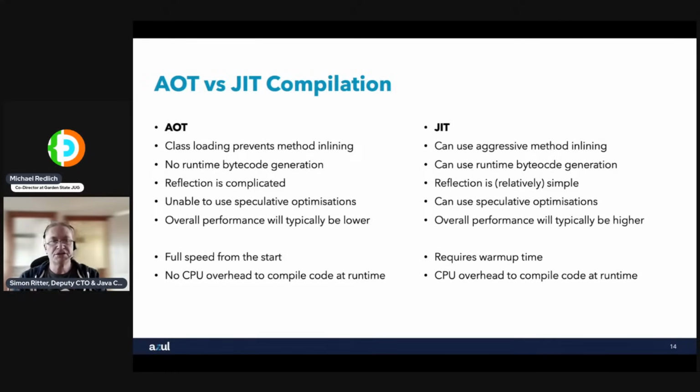So AOT versus JIT compilation, if you just compare those two, AOT means that class loading prevents method inlining. Method inlining is a very good way of improving performance, but again, with the ability to do dynamic class loading in Java code, you can't necessarily guarantee that the method is going to be the method that you compile ahead of time. You can't do runtime bytecode generation because there are no bytecodes. Reflection is complicated because you have to declare it in advance and the compiler has to be able to deal with that. You can't use speculative optimizations.